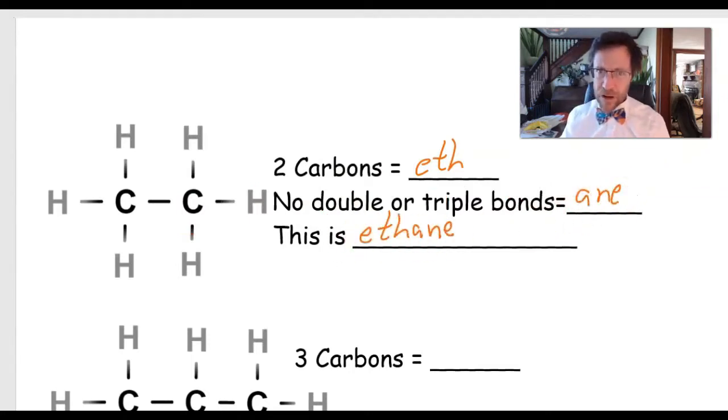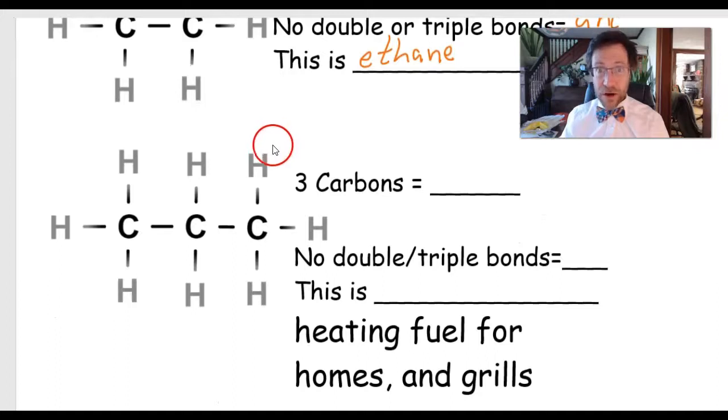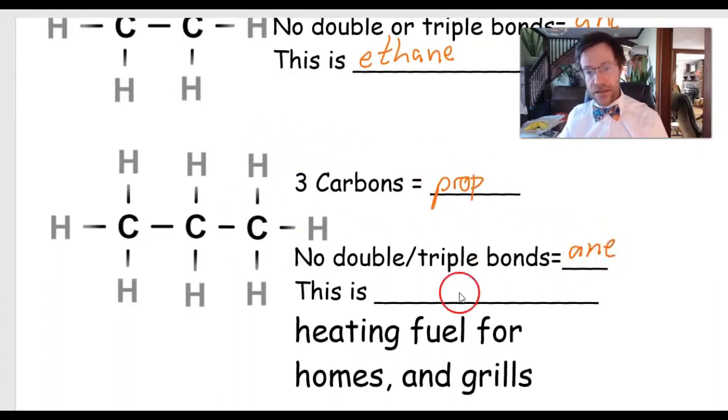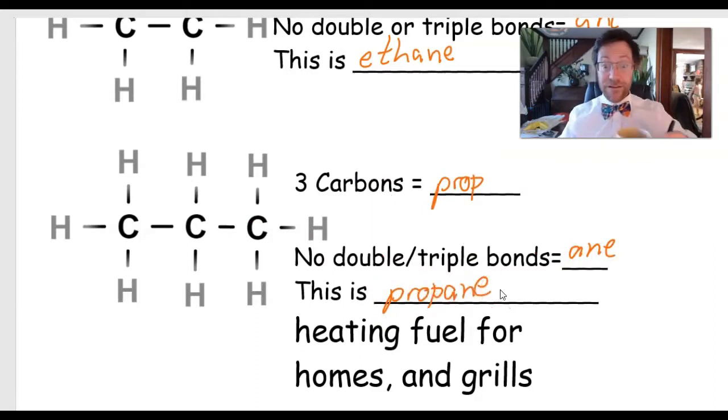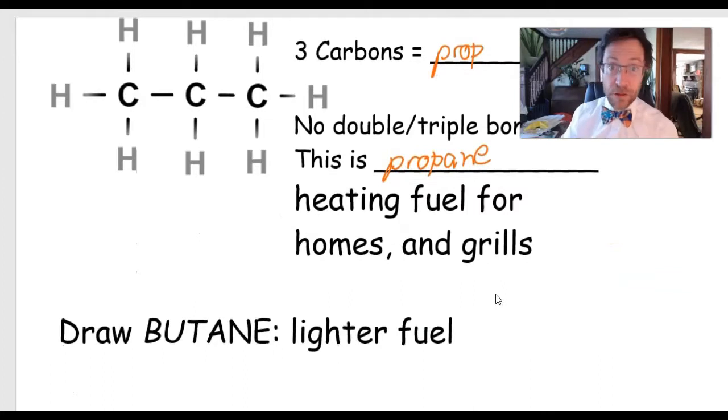Are you picking up the pattern here? This next one, I have a feeling you're going to be able to figure it out. 3 carbons, prop, all single bonds. This is propane. Barbecue gas. We love us some propane up in here. Hank would be proud.